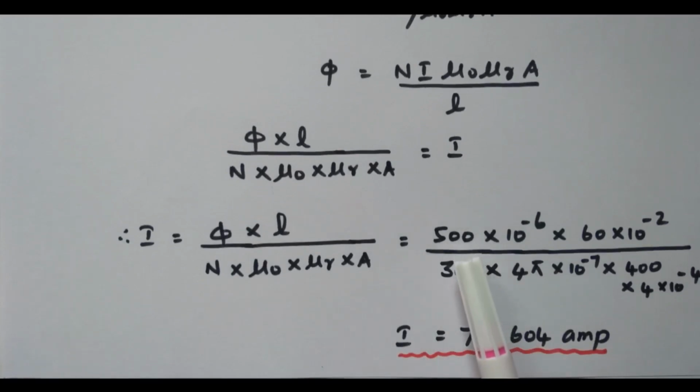The phi is given as 500 microweber, 500 into 10 to the power minus 6. The length, the circumference, is 60 into 10 to the power minus 2, divided by the number of turns, 300. The mu naught, the absolute permeability constant, is 4 pi into 10 to the power minus 7. The mu r, relative permeability of iron, is 400. The area is 4 into 10 to the power minus 4 meter square. By simplifying all this, we got I equal to 7.464 ampere. For the given flux, the current required is 7.464 ampere.